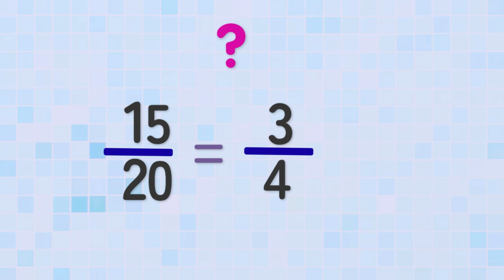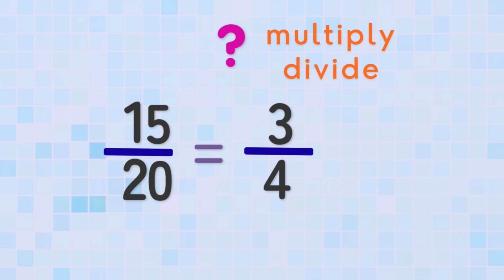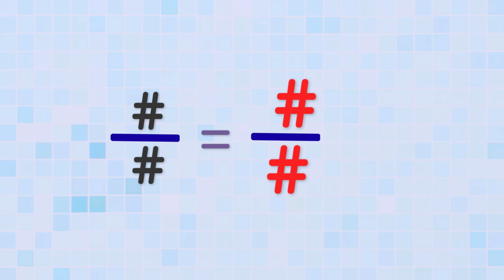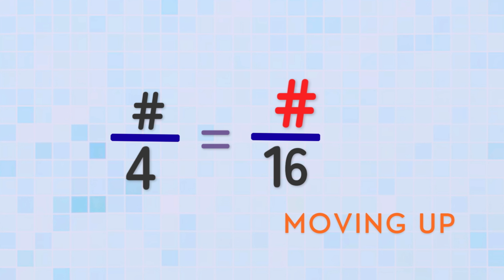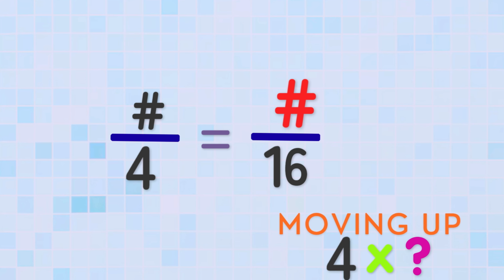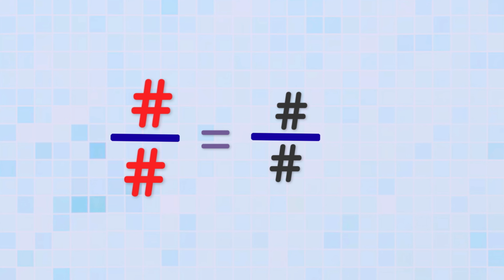So how do we know whether we multiply or divide? We don't just guess, we look at what happened to the numbers. Let's say we are trying to match two fractions. If the number is getting bigger, we are building it up. For example, if 4 becomes 60, we are moving up. To go up, we multiply. So we ask, what do we multiply 4 by to get 60? We multiply by 15.